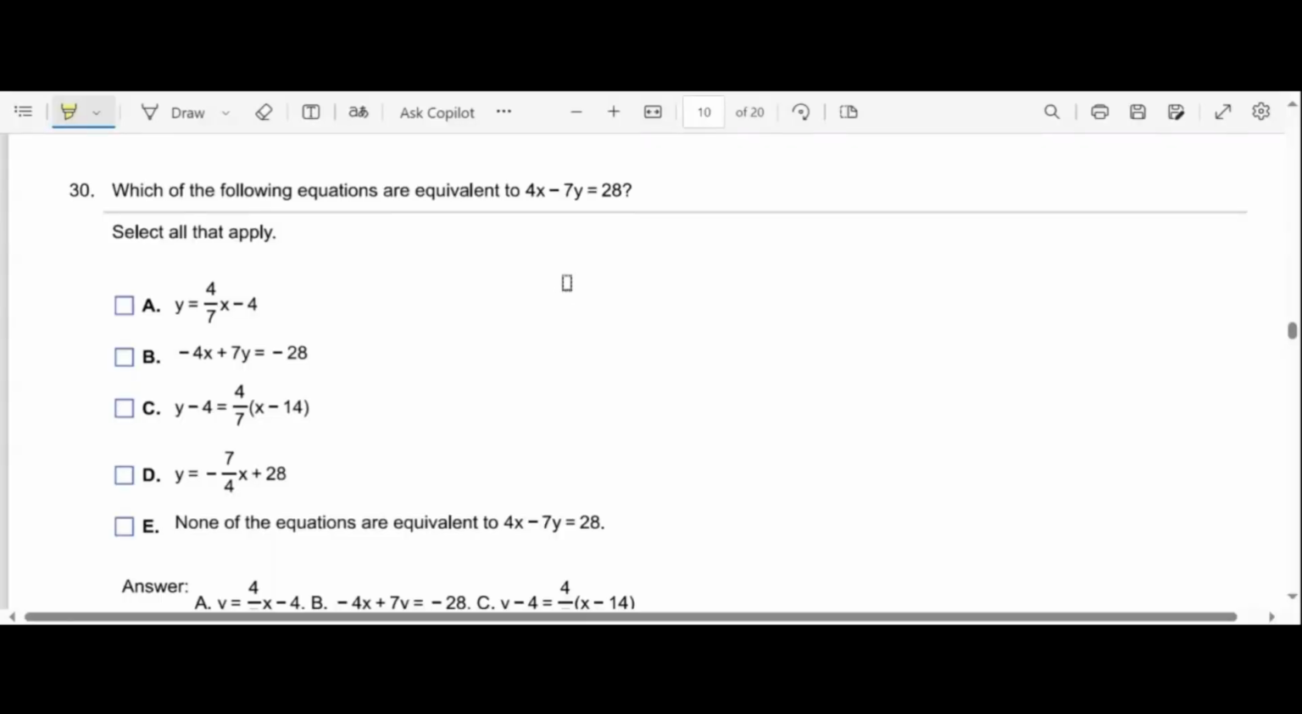Which of the following equations are equivalent to 4x minus 7y equals 28? He wants to look for what is equivalent to this one. Which one is equivalent? Let's solve this for y first. So y equals what? Negative 4 over 7x minus 4, negative what? So y equals negative 4 over 7x plus 4.